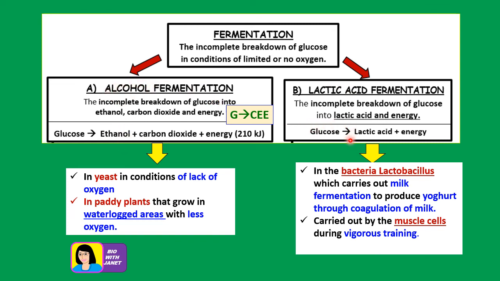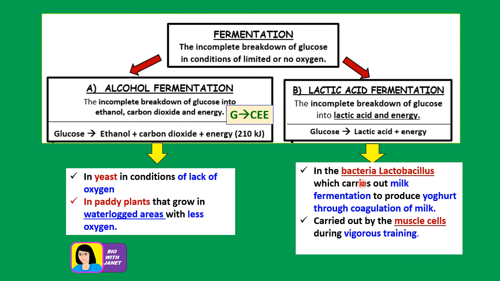Okay, for lactic acid fermentation, the equation is very simple. Glucose breaks down to release energy, and lactic acid is formed. So think of what? What is the acronym? GEL. G-E-L. G arrow E-L. Okay, so we have GC here for alcohol fermentation and GEL for lactic acid fermentation.